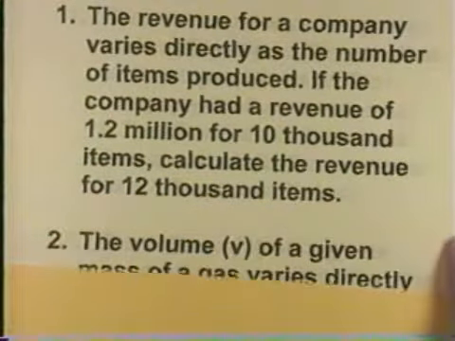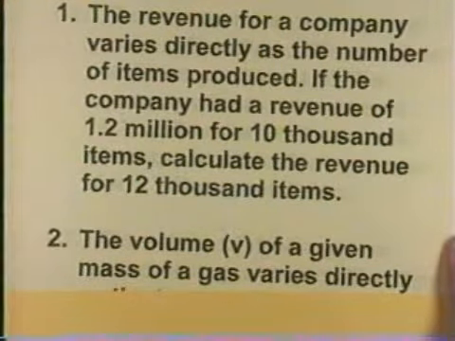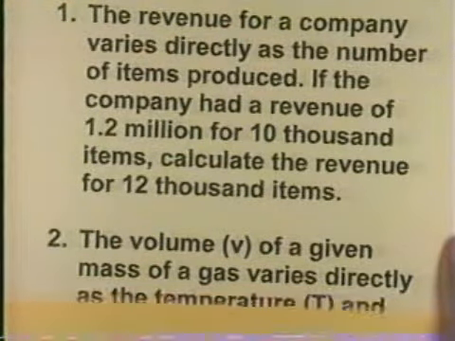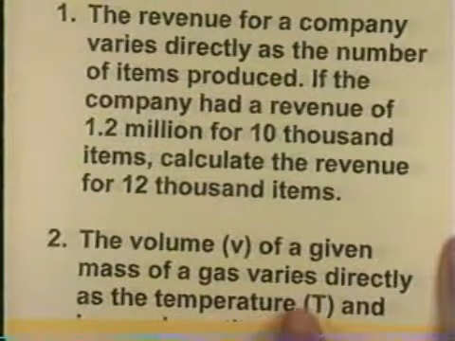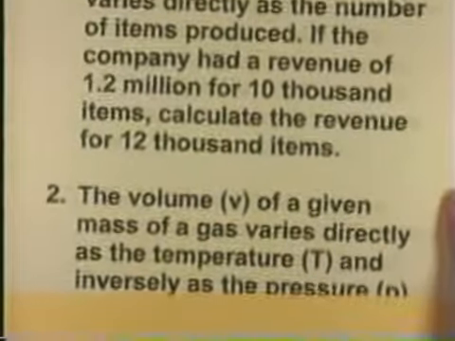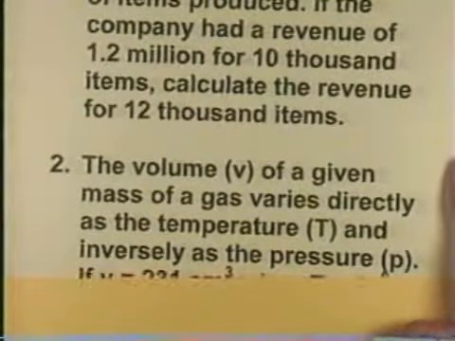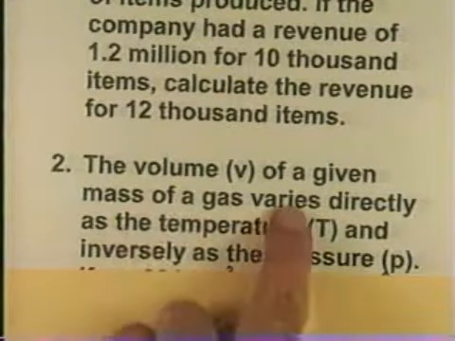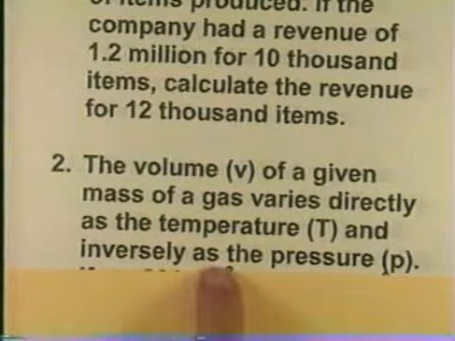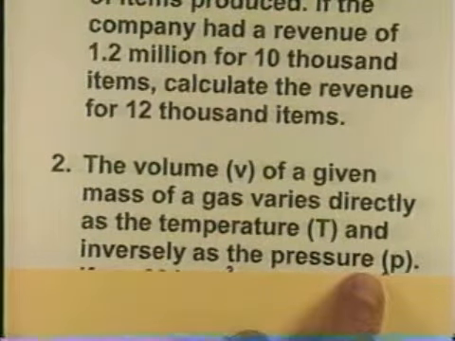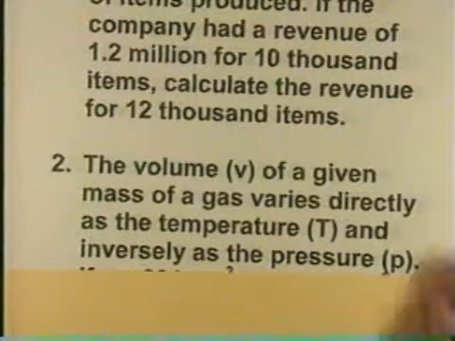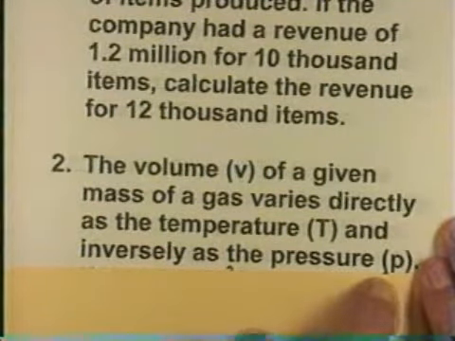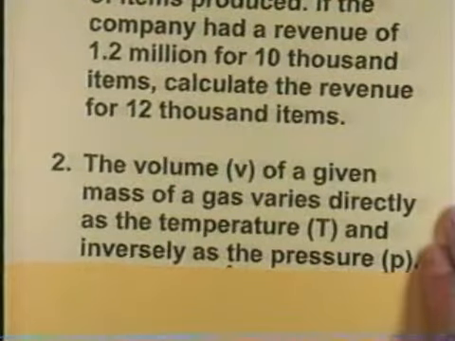Here's the second problem. The volume, V, of a given mass of gas varies directly as the temperature, T, and inversely as the pressure, P. So the volume varies directly as the temperature and inversely as the pressure. So that means I'm going to have to multiply by T divided by P. Uh-oh, I didn't mean to tell you how to do it.